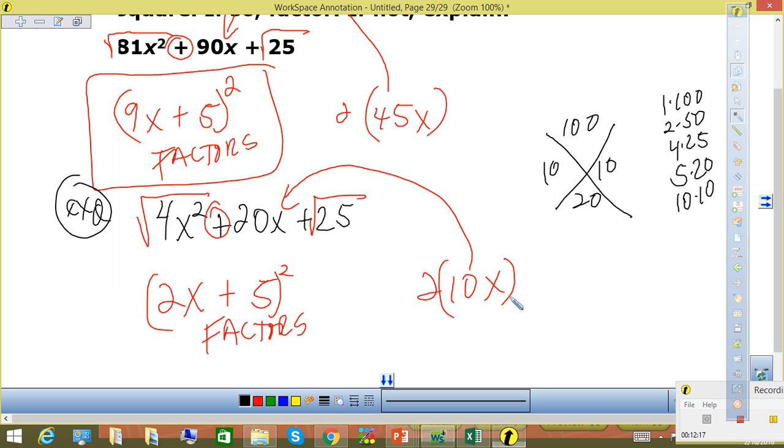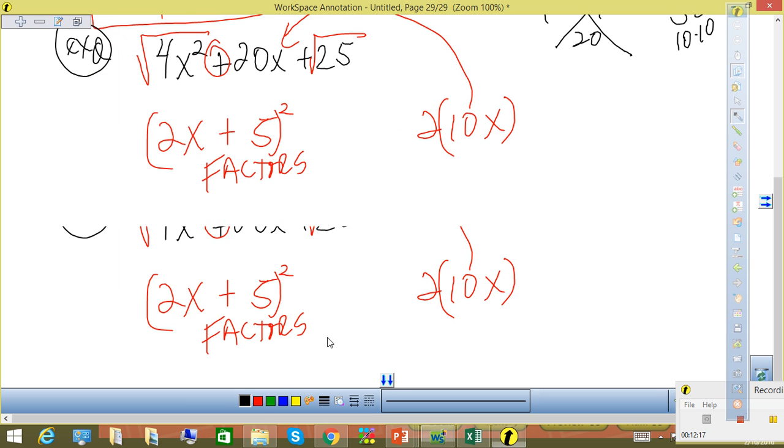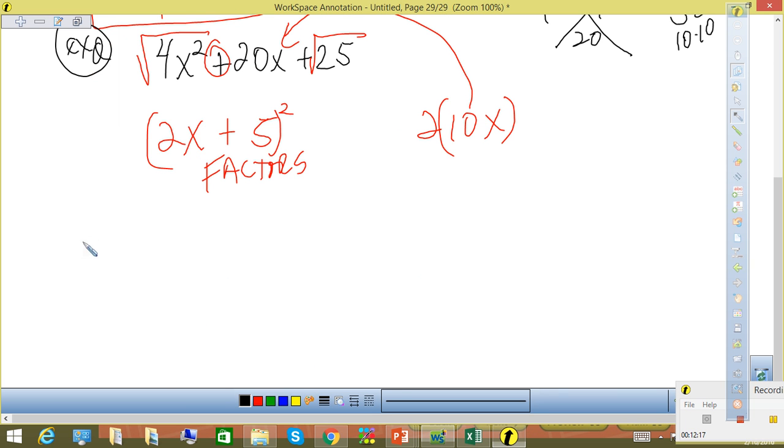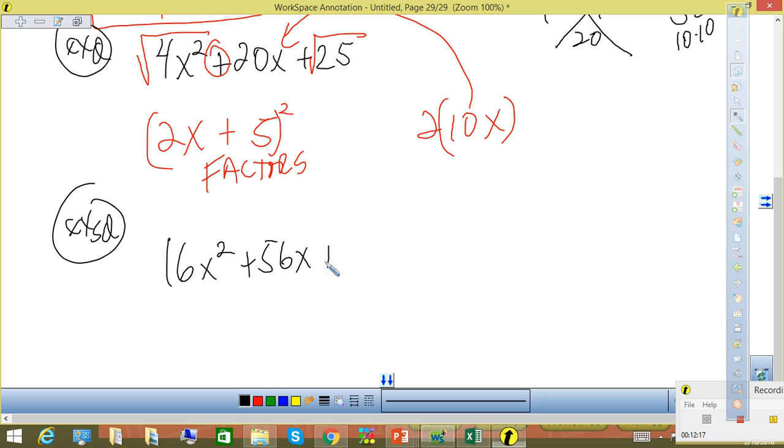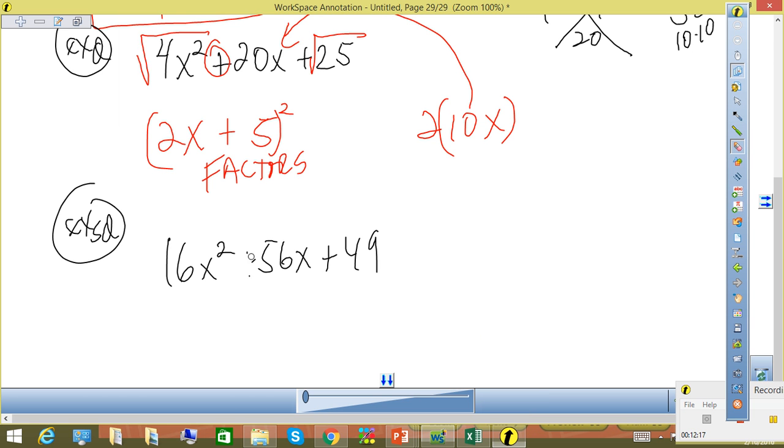Very good. Good question. Let's do another one. Example super cube. Let's do 16x squared plus 56x plus 49. Oh, instead of plus 56, make it negative 56.